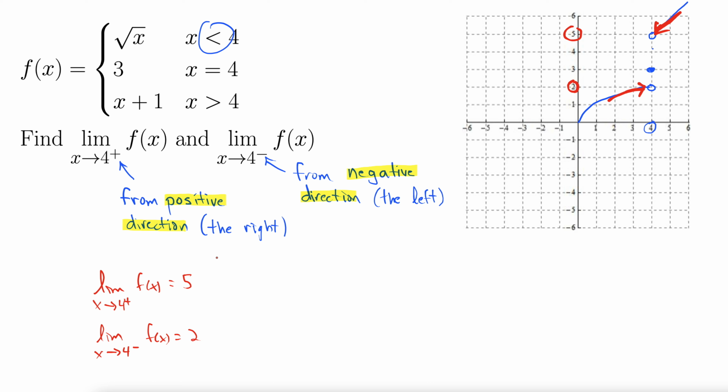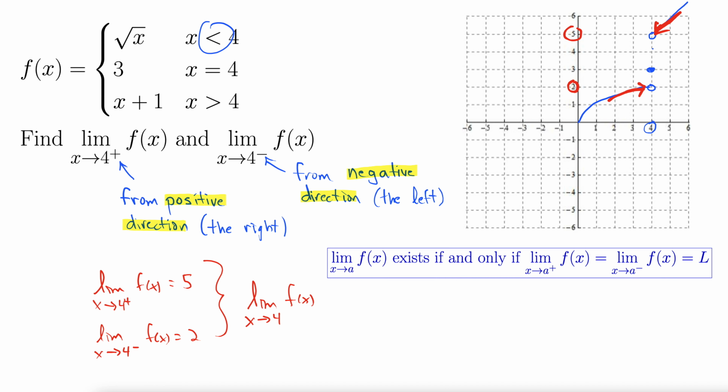The last thing we'd want to look at here is the limit simply as x approaches 4. The limit as x goes to 4 of f of x. However, remember that the limit as x goes to any point a exists if and only if the right-sided limit and the left-sided limit at that point are equal. And we've already seen that the right-sided limit and the left-sided limit are not equal. So we would say that the limit as x goes to 4 of f of x does not exist. Often abbreviated as DNE.